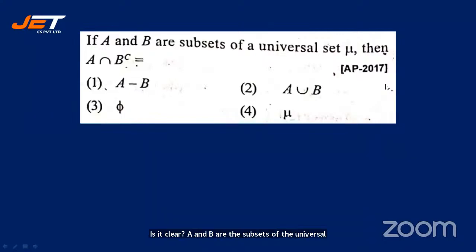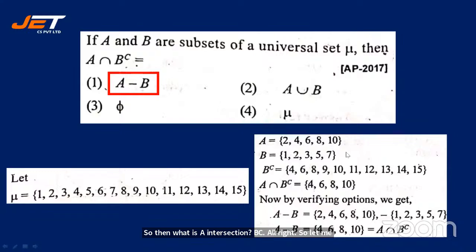So then what is A intersection B power C? All right, let me give the answer for this. It is A minus B. How? We are taking the universal set here as 1, 2, 3, 4 and so on till 15. Is it clear? It is our wish. You can take till 10, you can take till 15. Here, for the safer side, we have taken it till 15.